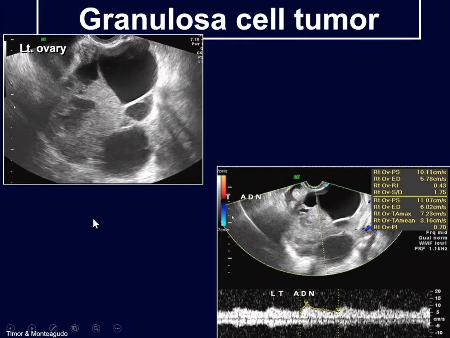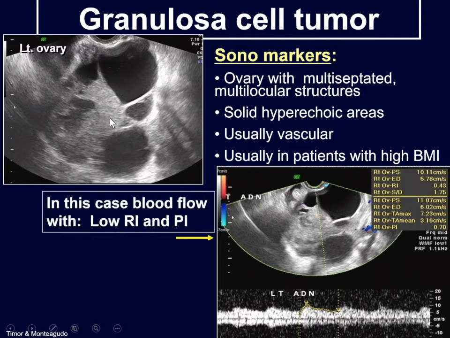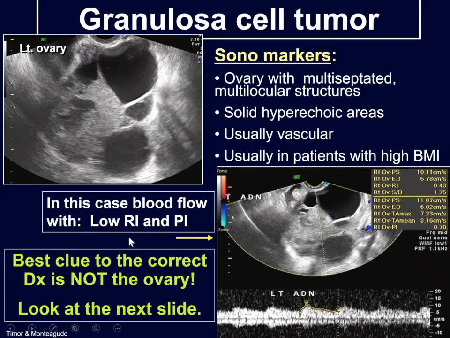And the second one would be the granulosa cell tumor, of which the sonographic markers have to be recognized. They are usually multiseptated, multilocular structures, but they can also be totally solid. They are usually vascular and sometimes very vascular, and usually occur in patients with high BMI. In this case, the blood flow with low resistive indices also was found. The best clue to the correct diagnosis is not the ovary, and you have to look at the next slide, which depicts basically the fact that they are having an effect on the endometrium. The slide is shown 2 slides after this.